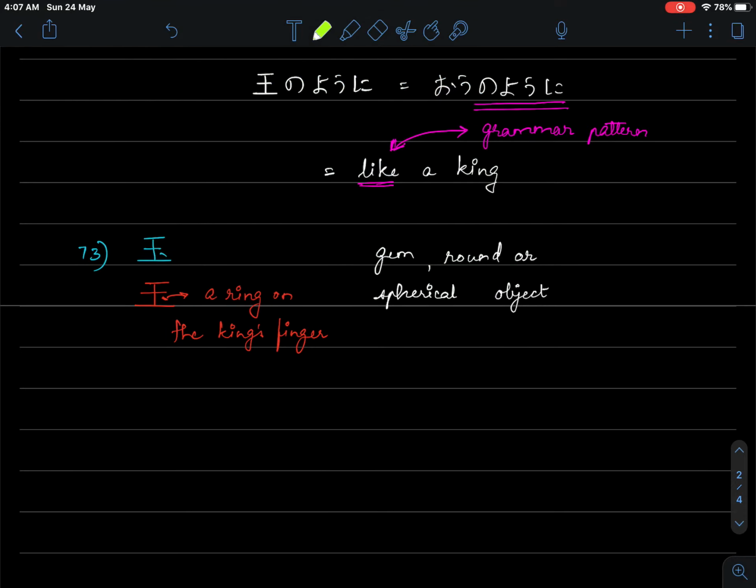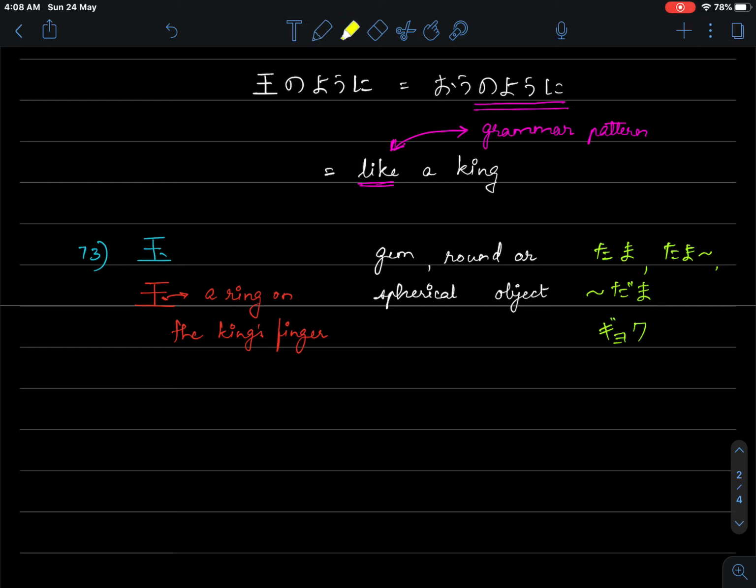It has a bunch of similar kunyomi, so they are quite easy to remember. So the first one is Tama, then you have Tama, then you have Dama, and you have the onyomi Gyoku.